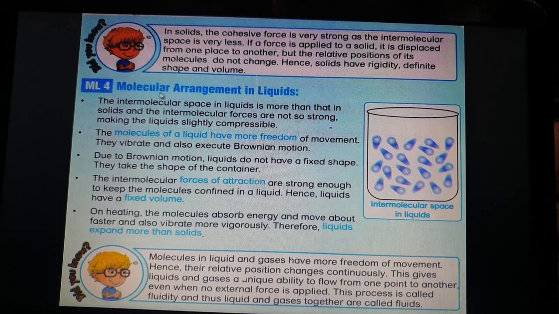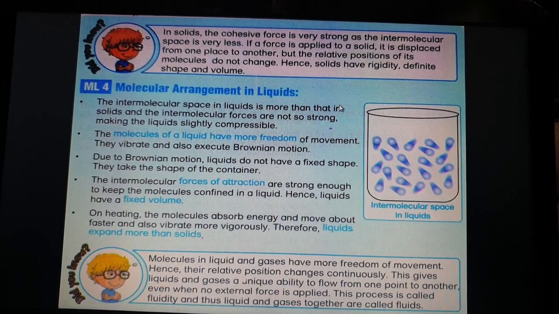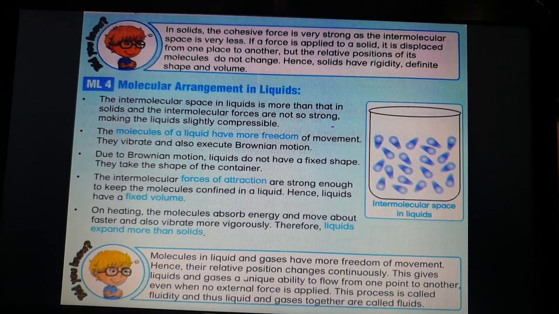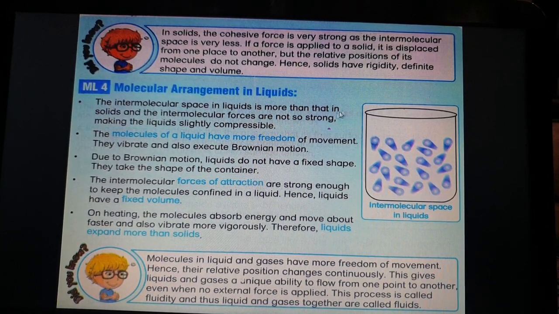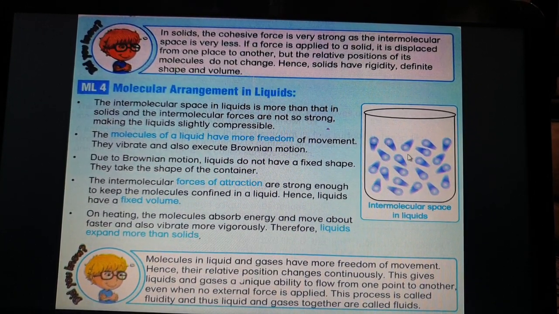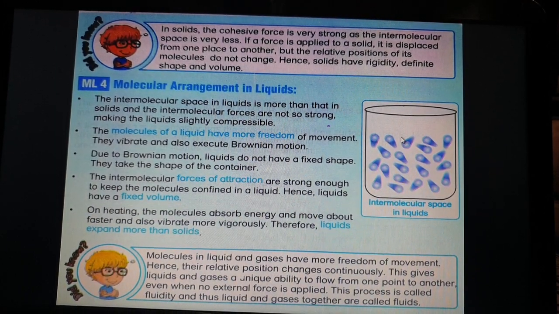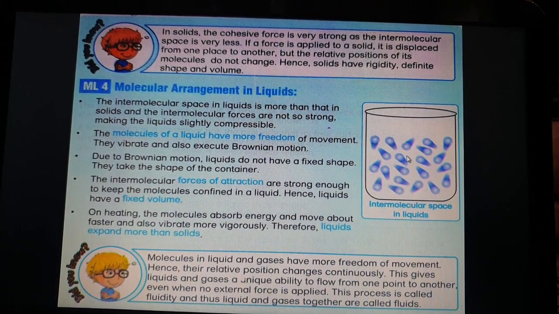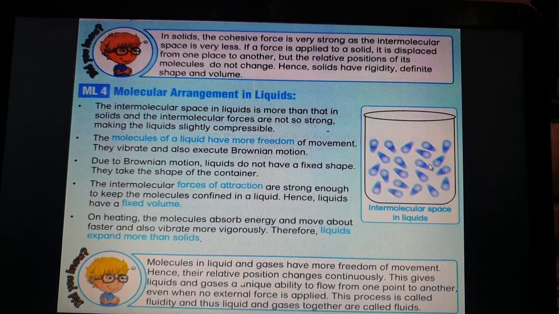Now, how are the molecular arrangements in liquid? In the last case, we studied solids. Now, in the form of liquid, the intermolecular space is more than that in the solid. You can see here, the space is very, very high compared to the molecules arranged in solids. So there is a lot of space here so that each molecule can move from one place to another place.